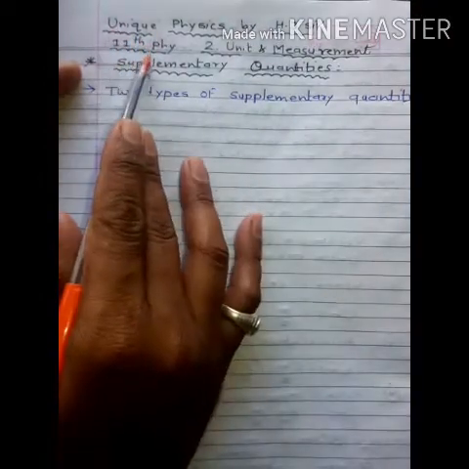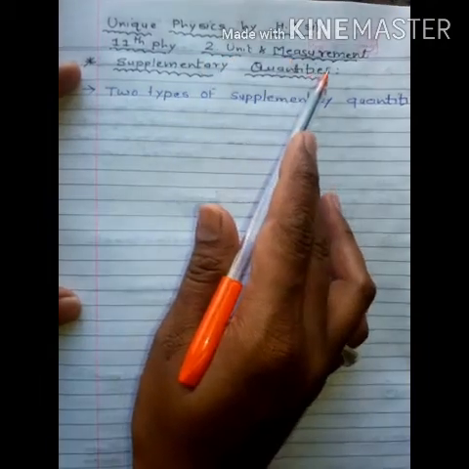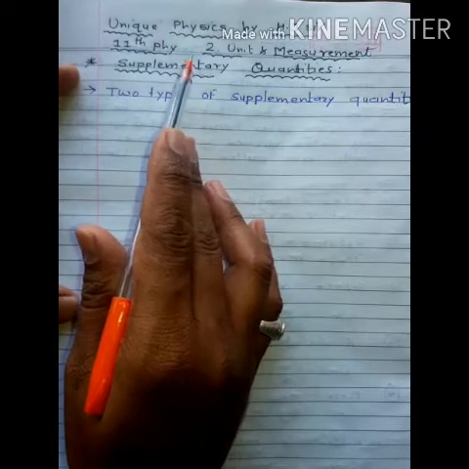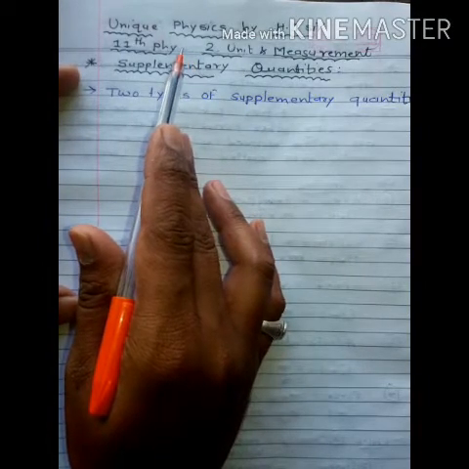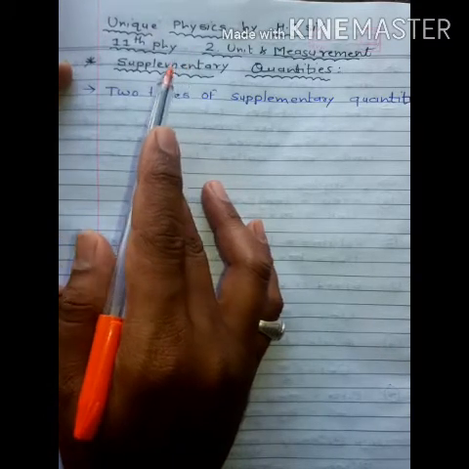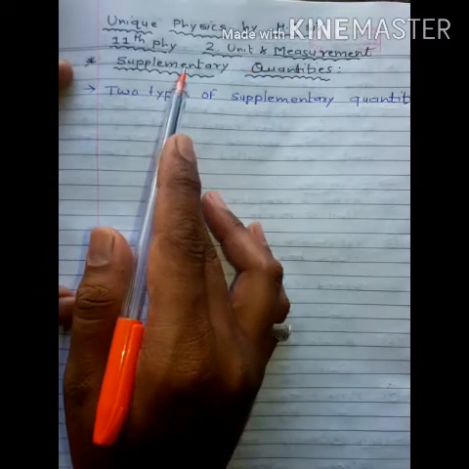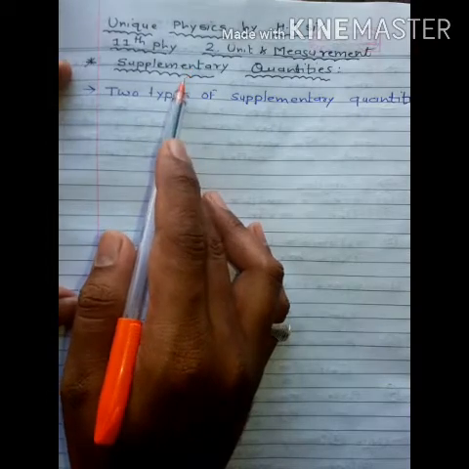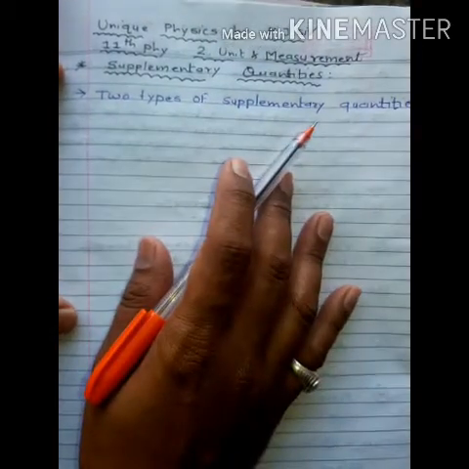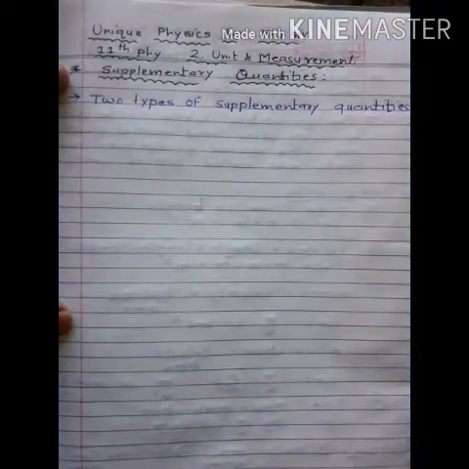Here we will discuss 12th Physics, chapter number 2, Unit and Measurement. Last time we explained fundamental physical quantities and derived physical quantities. This is our third type of physical quantity, supplementary quantities. So in this type we are going to explain types of supplementary quantities. Remember this point, there are two types of supplementary quantities.